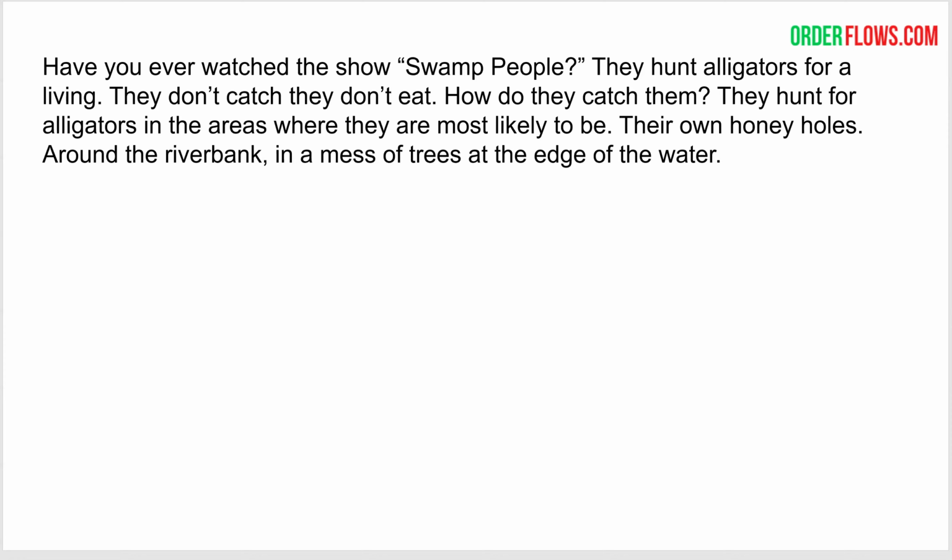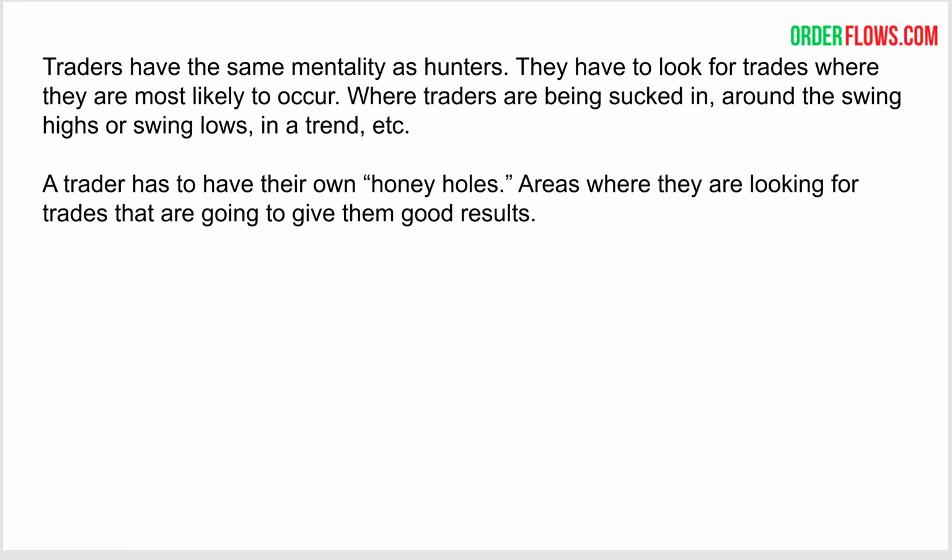Well, they hunt for the alligators in areas where they're most likely to be, their own honey holes, around the riverbank, in a mess of trees at the edge of the water. Each hunter has their own way of catching the alligators. They've got their own special bait. If you're a fisherman or a hunter, you have your own special bait, and your own special location where you go to catch fish or hunt for animals.